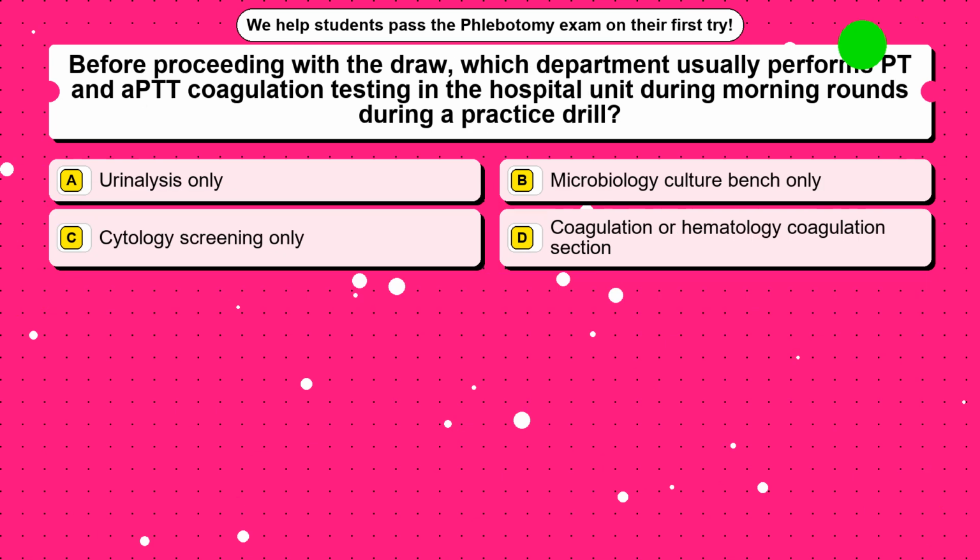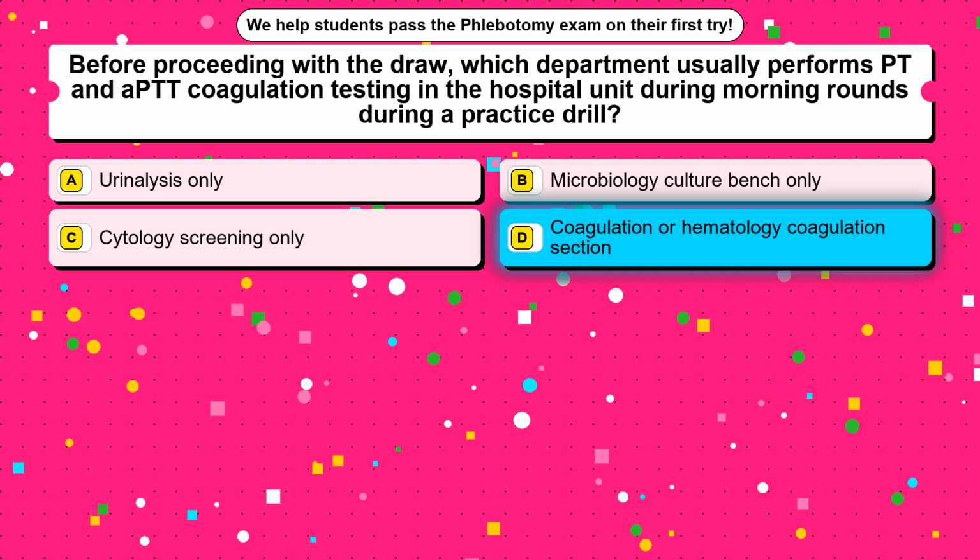Question 95. Before proceeding with the draw, which department usually performs PT and APTT coagulation testing in the hospital unit during morning rounds during a practice drill? Option A. Urinalysis only. Option B. Microbiology culture bench only. Option C. Cytology screening only. Option D. Coagulation or hematology coagulation section. The correct answer is option D.